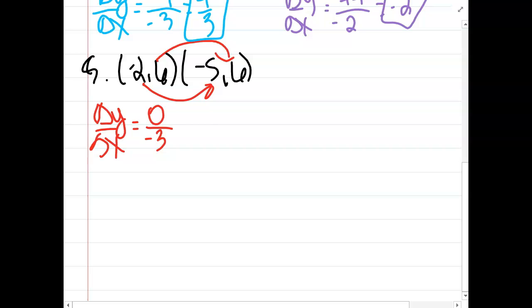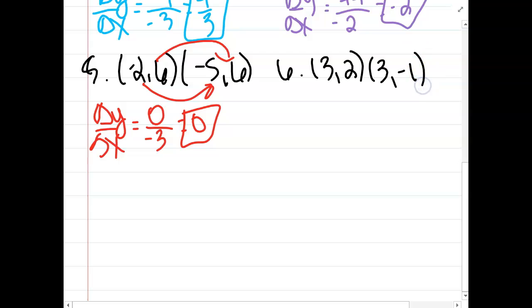Okay, now, 0 divided by anything is 0. This is a 0 slope. Okay, this is a 0 slope. This would be a horizontal line, right? Okay. What about this one? What if we do 3, 2, 3, -1?